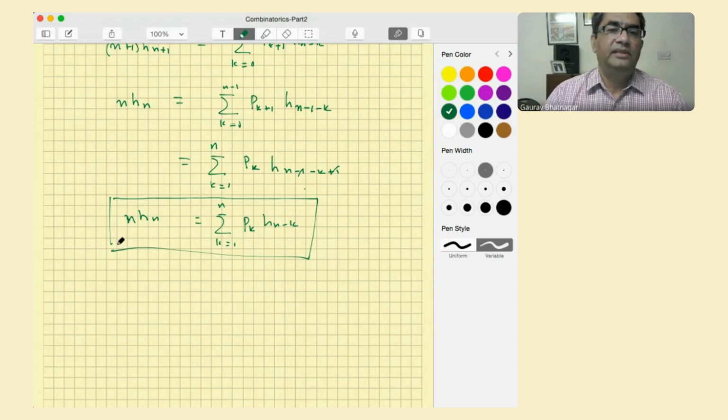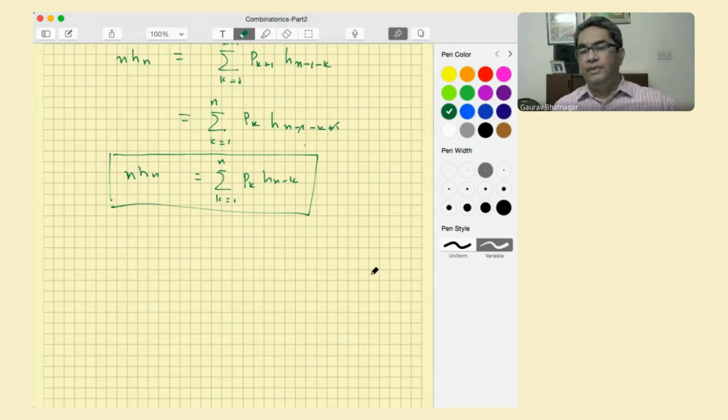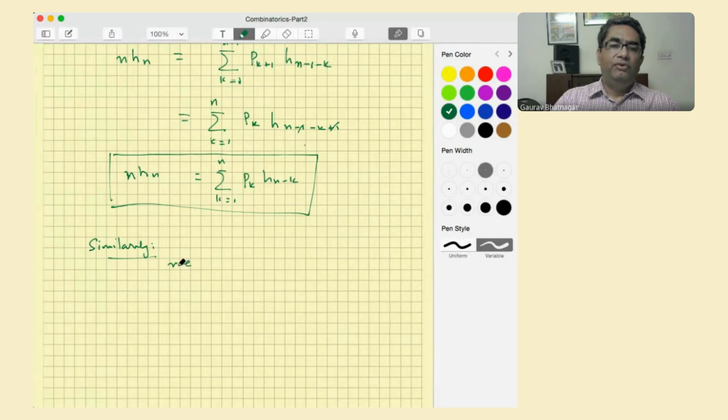So this is a formula, as a recurrence relation for finding p_k in terms of h_k. Similarly, you have one for e_n.